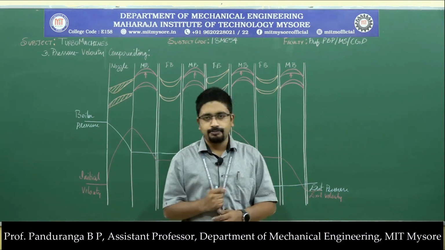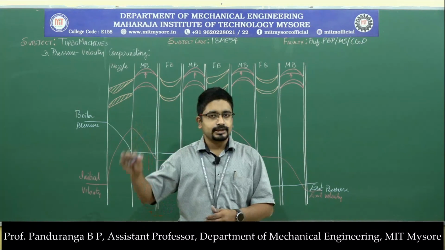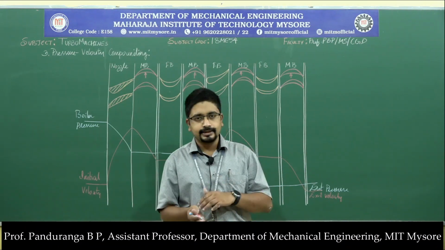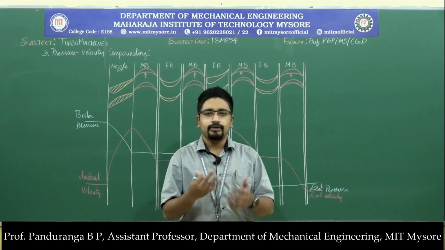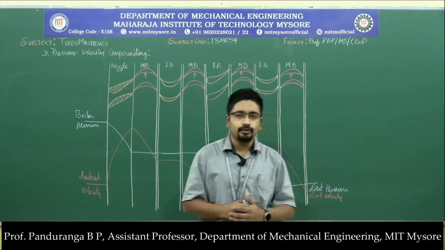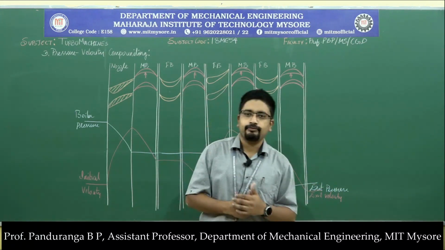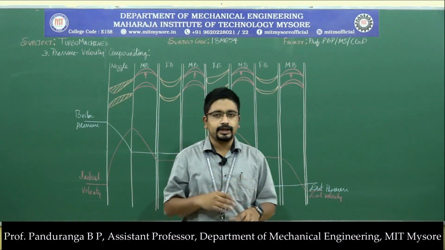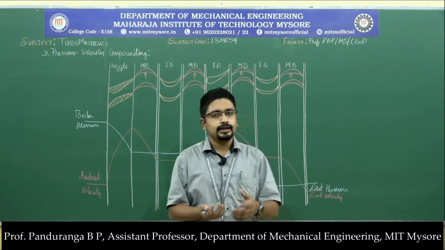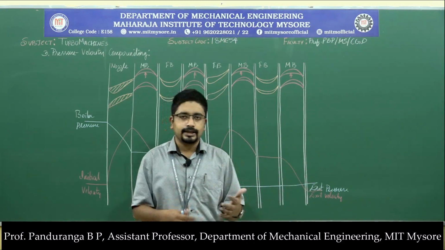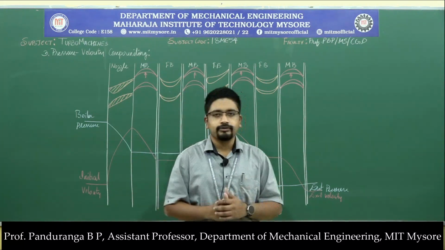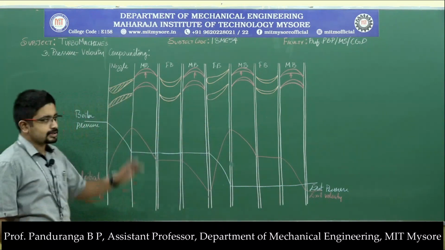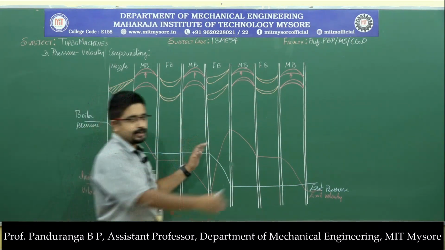The first one is velocity compounding, where in the nozzle all the pressure energy will be converted into kinetic energy, and the increase in the velocity or the kinetic energy will be absorbed by multiple rows of moving blades. Then we have the pressure compounding, where the pressure energy will be partially converted in each stage, and then the increase in the kinetic energy will be utilized by the next row of moving blade. Then we have pressure velocity compounding, which is a combination of velocity compounding and pressure compounding.